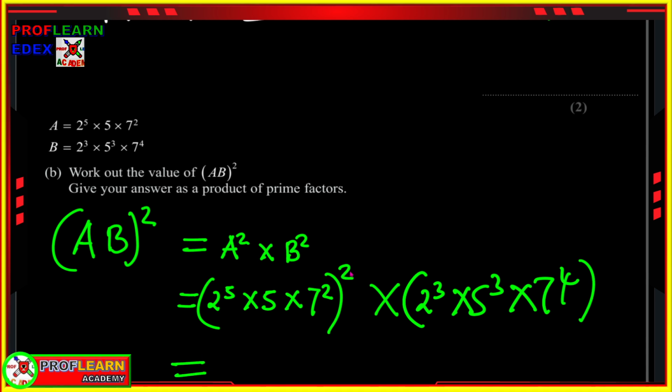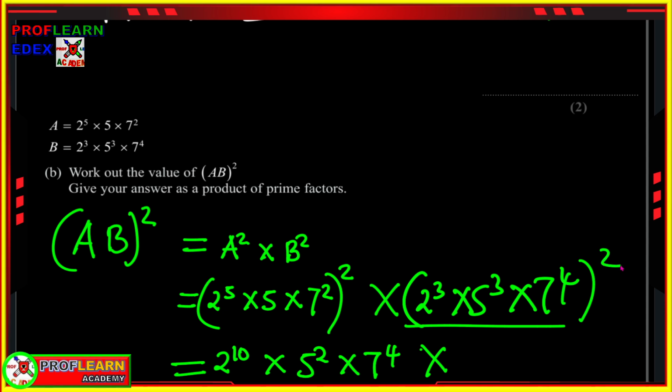So if you are going to square this, it means this number is going to repeat itself twice. So 2 will appear, so that will be 2 raised to power 10 times 5 raised to power 2 times 7 raised to power 4, times, now we are in the second part for B. If we are going to square this also, we are going to have 2 raised to power 3, so it becomes 2 raised to power 6 times 5 raised to power 6 times 7 raised to power 8.